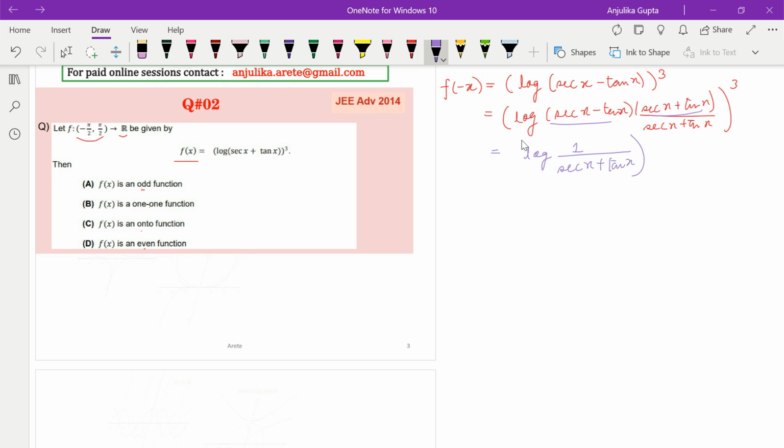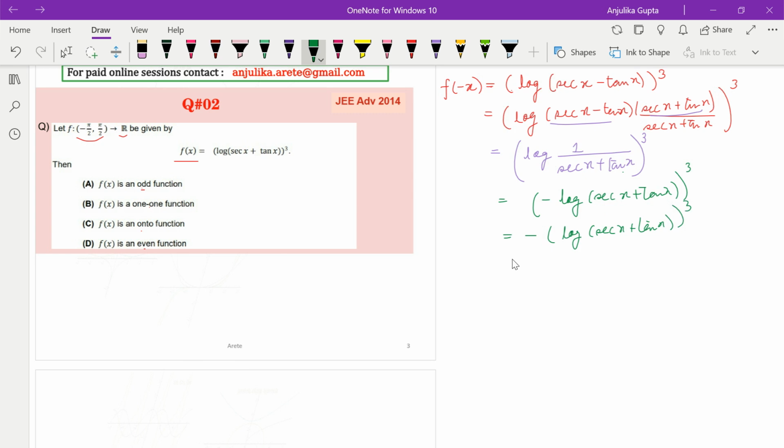Still not there? So what do you do? You use the property of log. Okay, so this is log 1 minus log of the denominator. Log 1 is 0. So what do you end up getting? Minus log of secant x plus tan x from the property of log. Now you can just take that minus outside. Minus 1 cube is again a minus. So you get this, secant x plus tan x, whole cube.